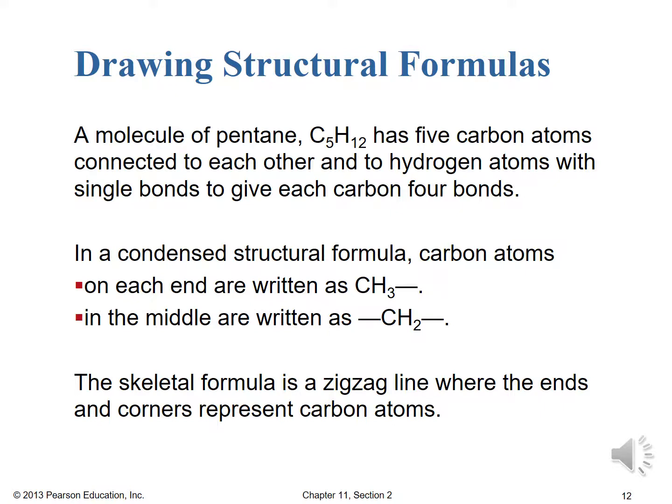So in a condensed structural formula, carbon atoms on each end get written as CH3 and then a dash to indicate they're joined to another carbon. In the middle, they're written as the CH2s for the reasons I just described. If you're doing a skeletal formula where it's a zigzag line, the ends represent those CH3 groups, the corners represent those CH2 groups if we're dealing with just a straight chain saturated alkane.